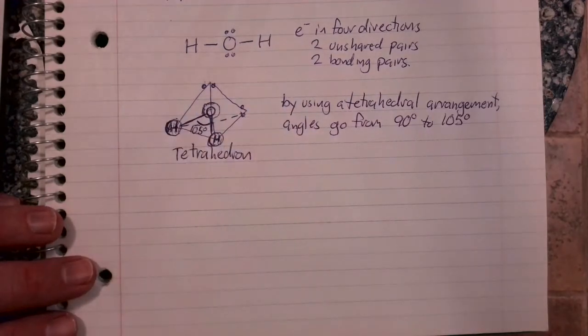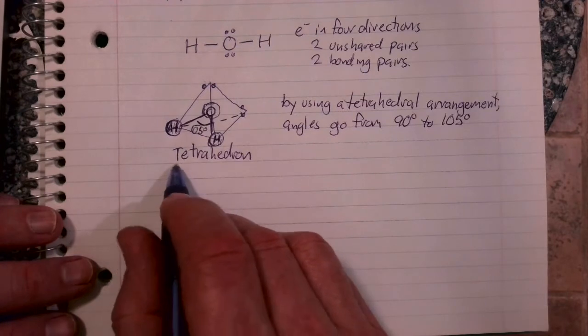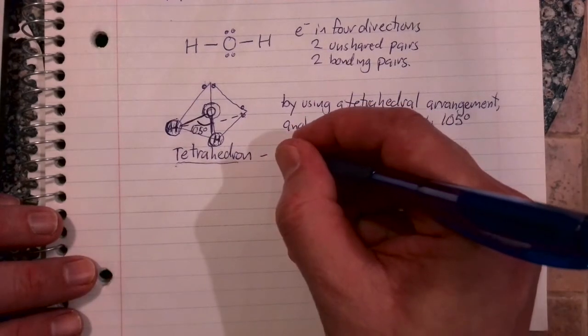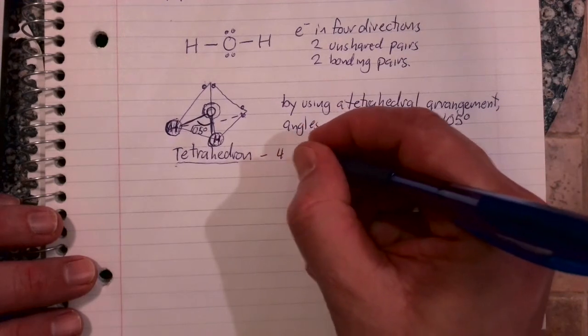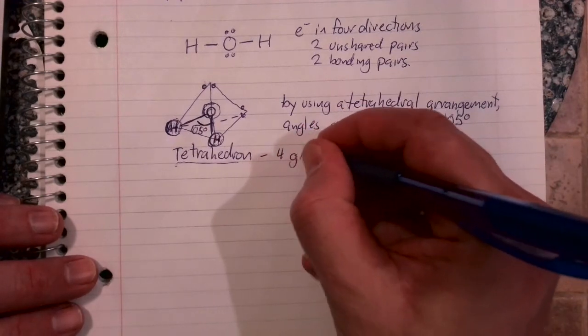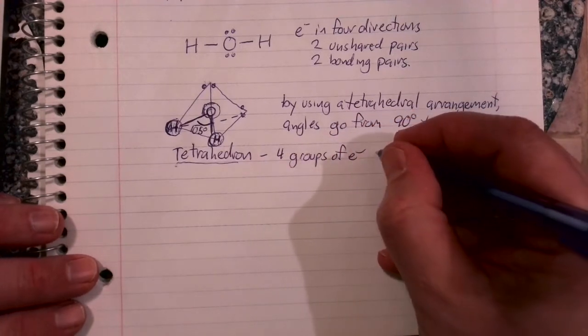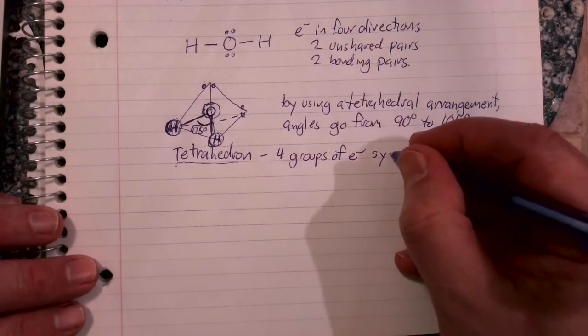Okay? Now, this tetrahedron thing is, essentially, four things, right? Four groups of electrons symmetrically arranged around the center point.